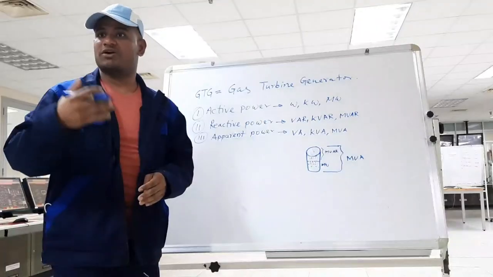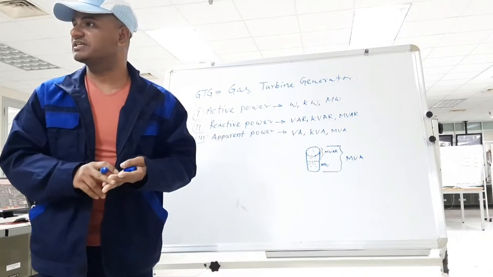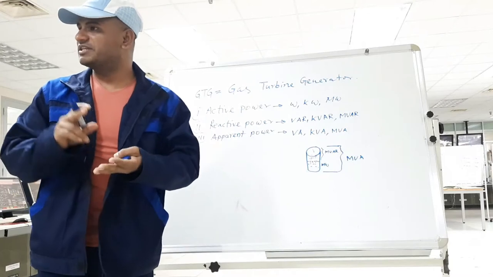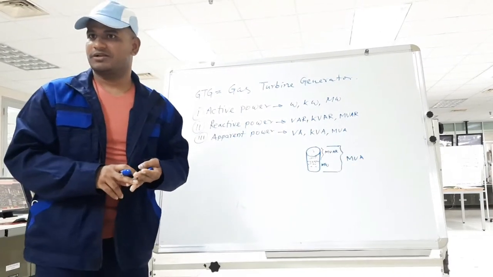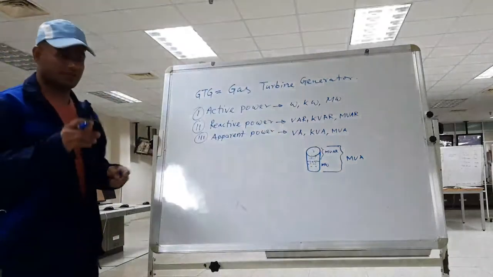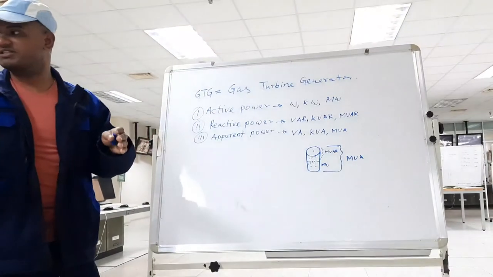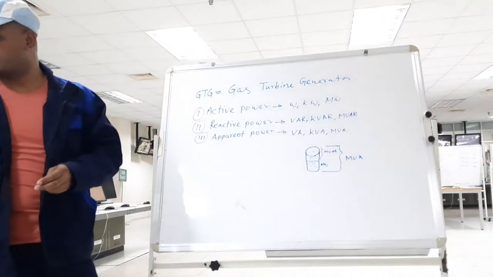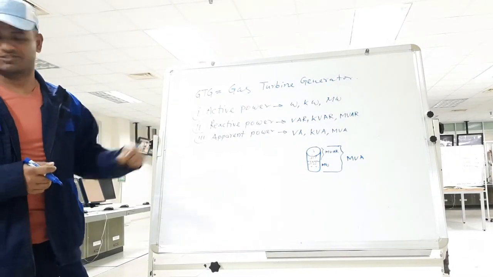And in our plant, power is supplied by this line. Some lines are single phase, some lines are three phase. But industrially, mostly three phase is used. So now I will show you the calculation, how to calculate power. This GTG power, how much? One motor, this power, how much? How do you calculate? I will show you the rules.